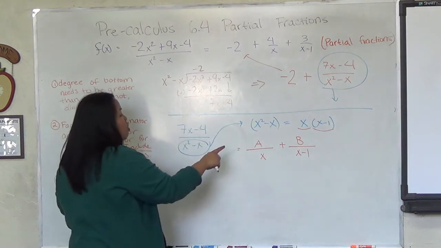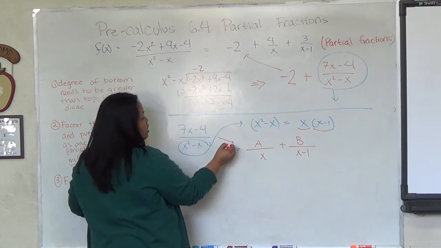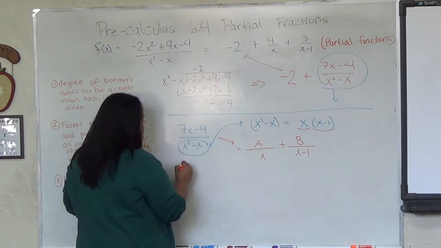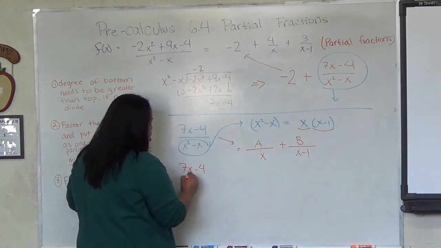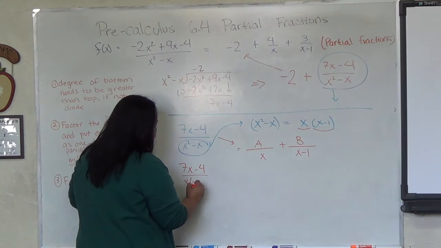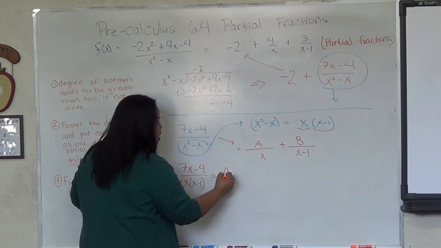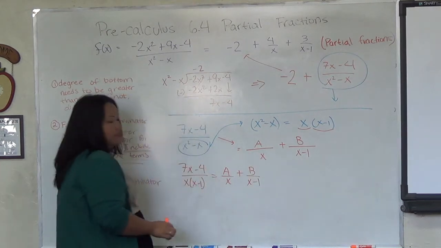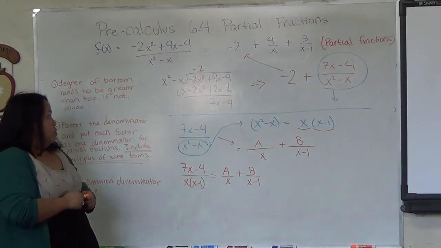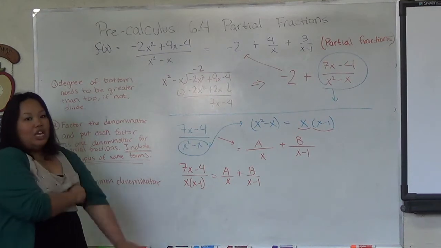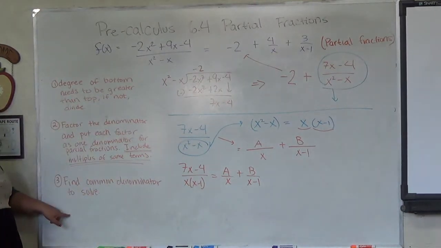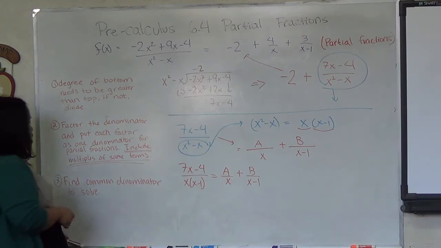So no matter what, this still has to equal this, right? 7x minus 4. And so I haven't done anything different. 7x minus 4 over x(x minus 1) equals A over x plus B over x minus 1. Wait, so A has to equal 4 and B has to equal 3? Right. So I'm going to show you how they got 4 and 3. I do know that when I solve, my goal is to first find what? The common denominator.